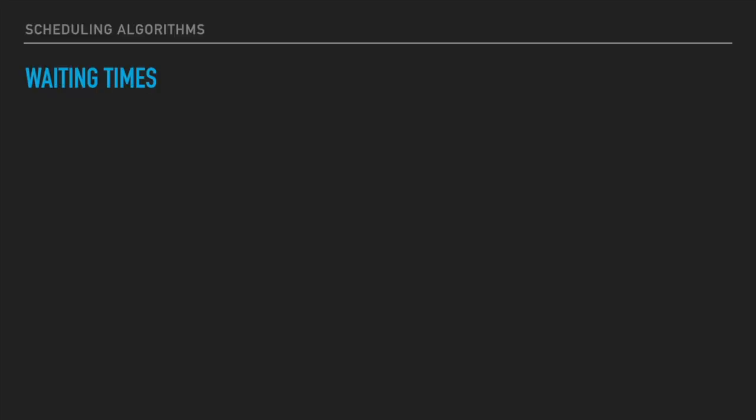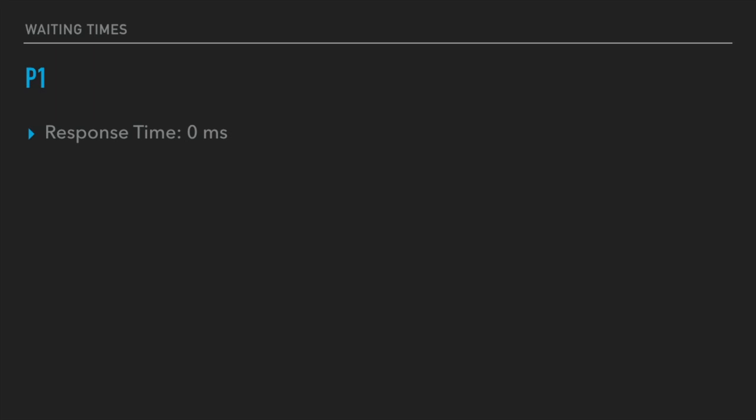Okay. Now, the next thing we're going to do is to calculate the waiting time of each process. To calculate the waiting time, we need to subtract the arrival time of the process from the response time. So, as we look here, the response time of P1 is 0, and its arrival time was also 0, therefore the waiting time is 0.